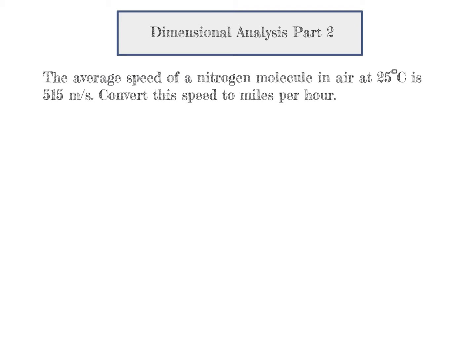Okay, so when I see this, I see that my main goal in this whole thing is actually to convert the speed. That means that I can pretty much ignore this temperature information. Not helpful. All right, so then that means I only need to focus in on the 515 meters per second. So I'll set up my dimensional analysis.